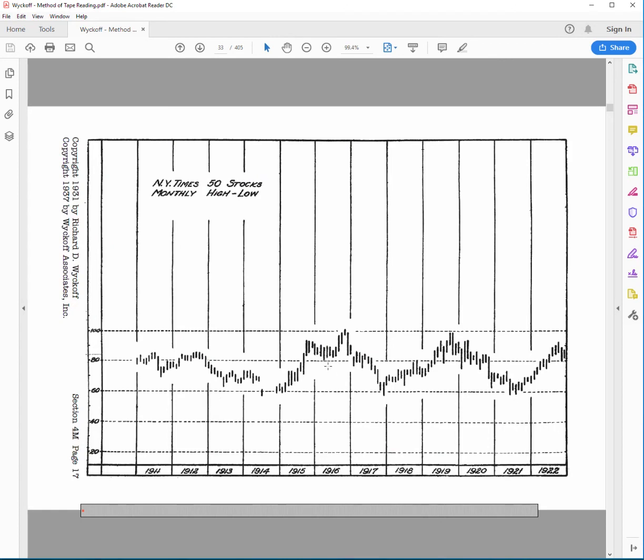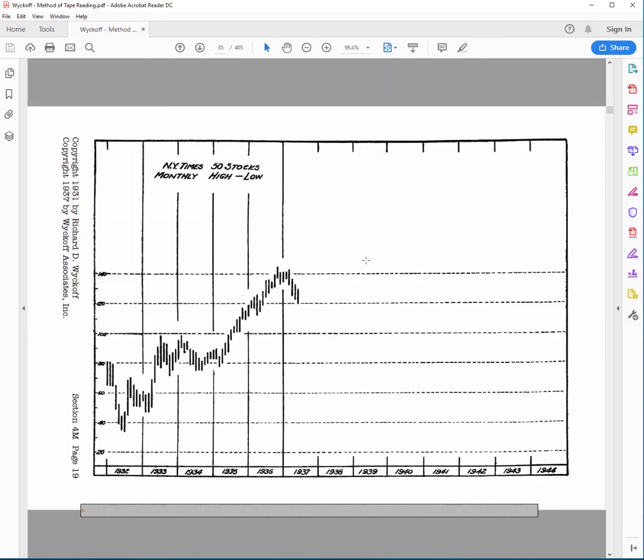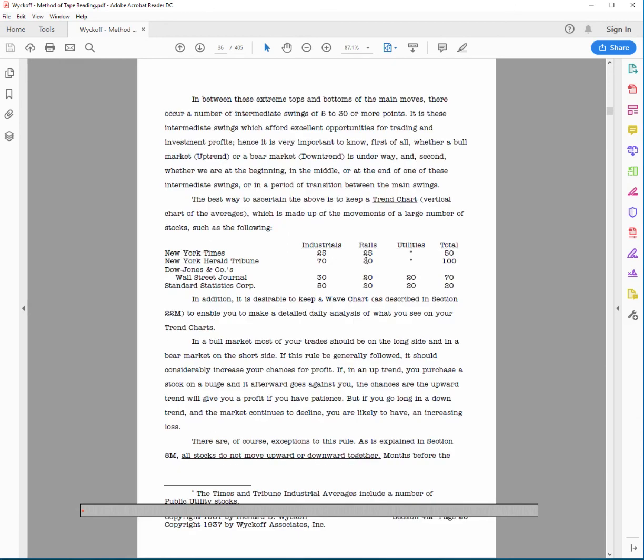Alright, these are just some charts. This is a high-low chart without the close. I don't know, what am I going to do with this? Okay, so here he kind of sums it up. I'm not sure if he sums it up here.